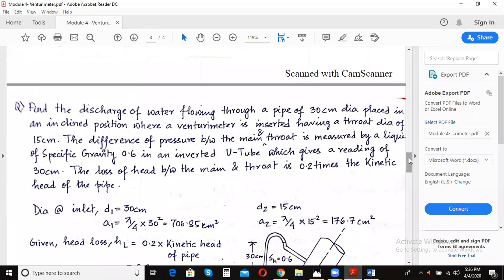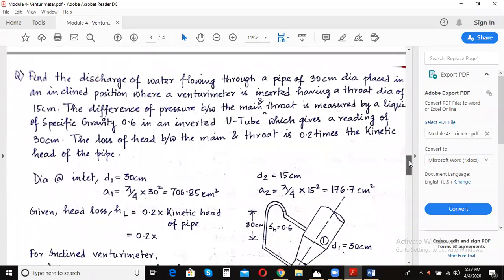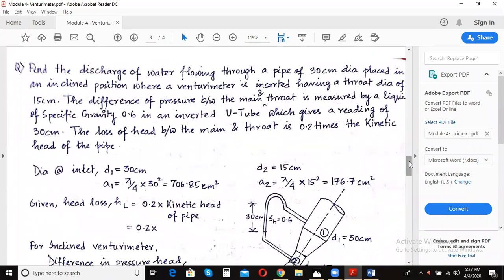Okay, so today we will be discussing a problem on Venturimeter. Let's see what the problem says. Find the discharge of water that is flowing through a pipe of 30 centimeter dia placed in an inclined position where a Venturimeter is inserted, having a throat dia of 15 centimeter. The difference of pressure between the main and the throat is measured by a liquid of specific gravity 0.6 in an inverted U tube, which gives a reading of 30 centimeter.